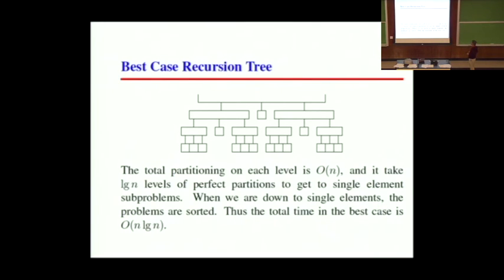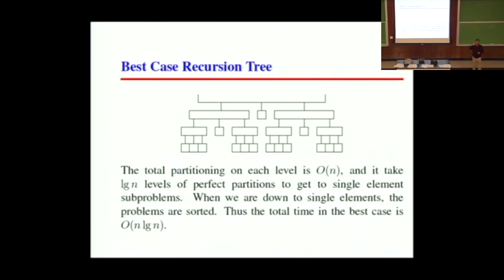picked as our pivot. These elements are less than the median. These elements are greater than or equal to the median. Boom. Now we can sort this recursively. And suppose every single time we have perfect luck and always pick the median. What is the height of this tree going to be?